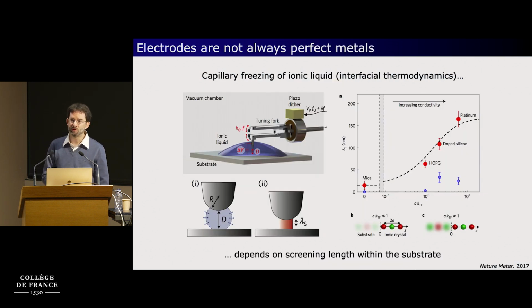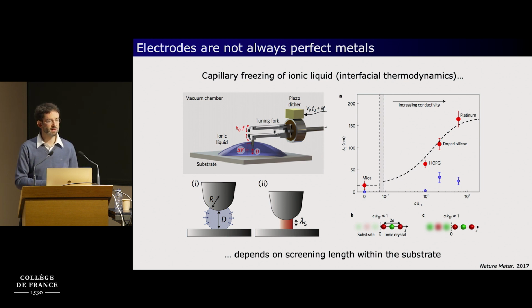Another aspect that I'm going to discuss in the second part of my talk is that electrodes are not always perfect metals. To illustrate that, I'm going to use one of Lyderic's works, in which they investigated the capillary freezing of ionic liquids, which is related to interfacial thermodynamics. In these experiments, they used the tip of an AFM probe to confine an ionic liquid between the tip of the probe and a substrate. As they approach the tip, they observe a change in the mechanical response of the fluid from a liquid-like behavior to a solid-like behavior, which can be interpreted as capillary freezing. The distance at which this capillary freezing occurs depends on the nature of the substrate, and they could show that the results can be rationalized if you consider various substrates that are more or less metallic.